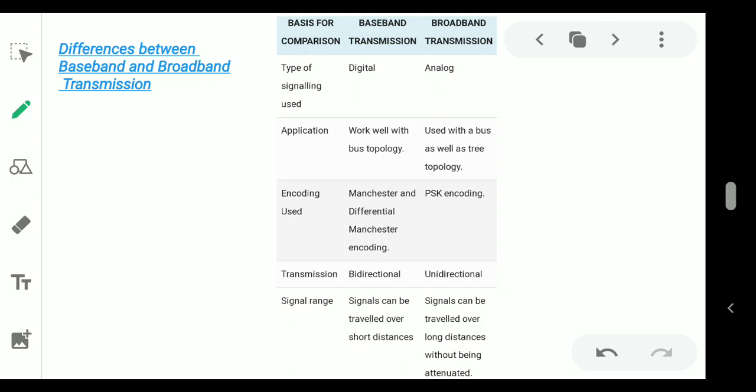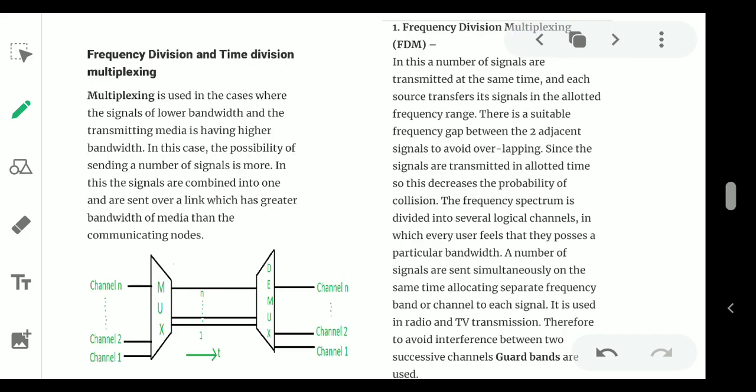Now come to the difference between these two. Type of signaling: baseband is digital and broadband is analog. Application: baseband works with a bus topology as well as other topologies. Encoding used: Manchester encoding here, and PSK encoding there. Transmission: baseband is bidirectional, broadband is unidirectional. Signal length: in baseband, signals can travel over a shorter distance, while in broadband signals can travel over a longer distance without any attenuation. Attenuation is not required over here.